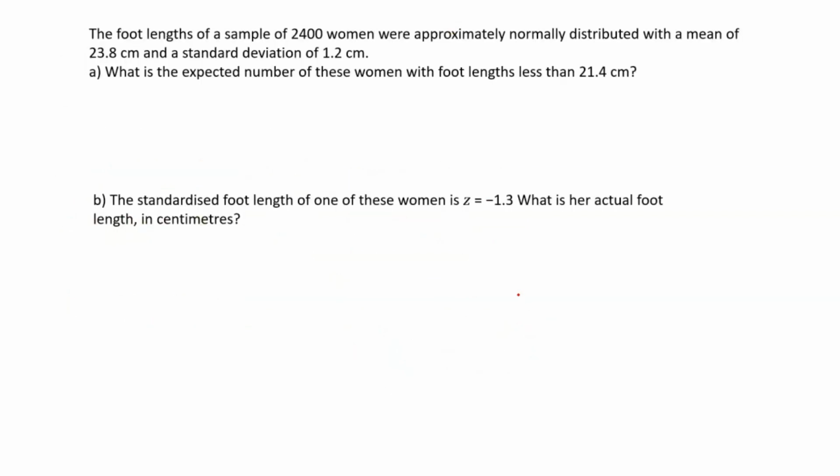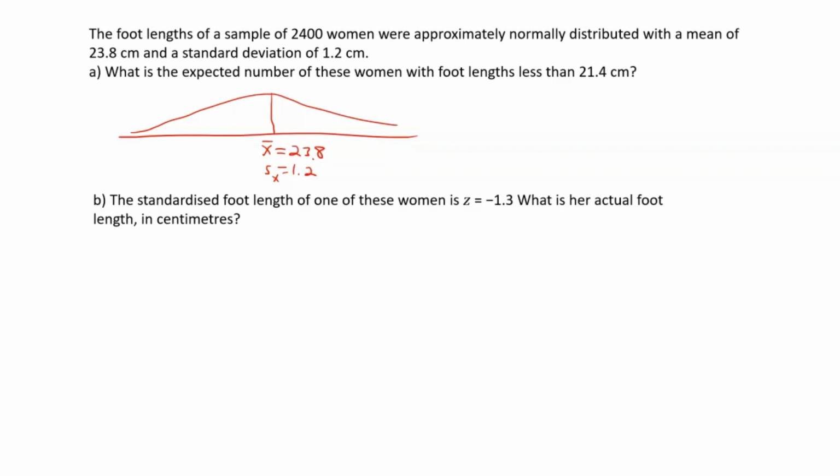Alright, let's have a look at another example. The foot length of a sample of 2,400 women is approximately normally distributed with a mean of 23.8 and a standard deviation of 1.2. What's the expected number of these women with foot length less than 21.4? We need to make a rough sketch just to give us a picture of how things look. Here is your x bar, which is 23.8, and the standard deviation is 1.2.